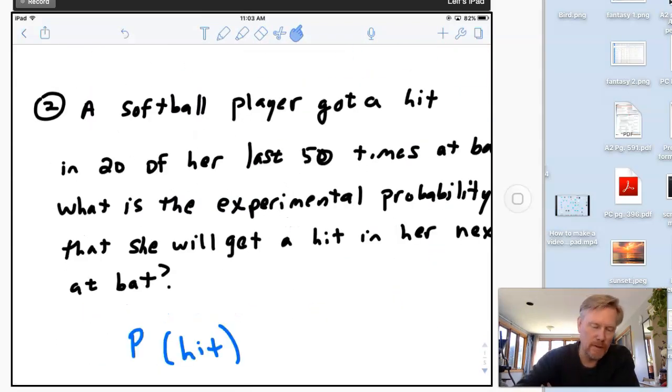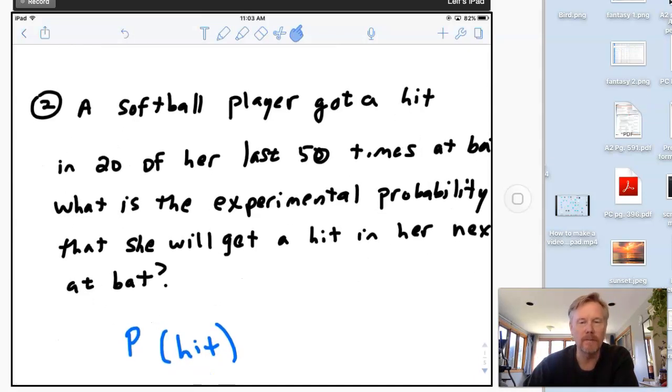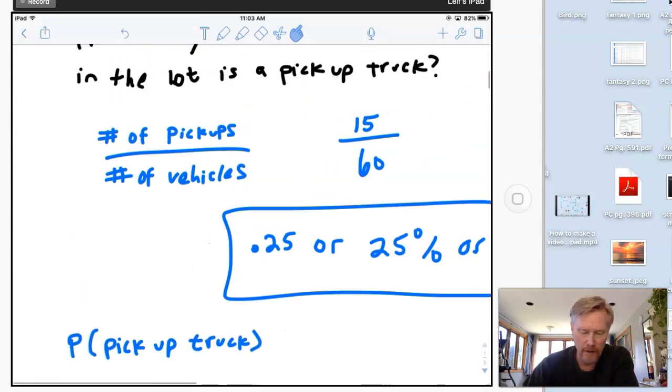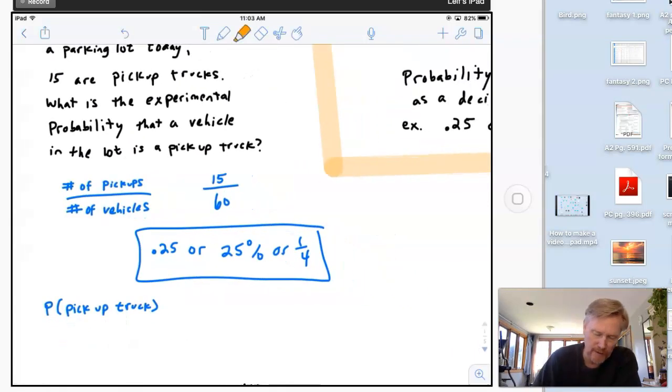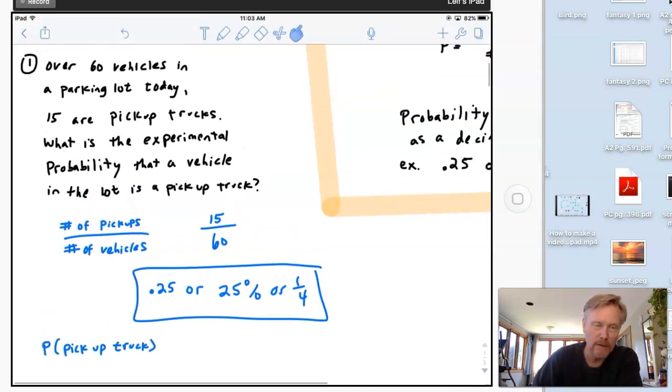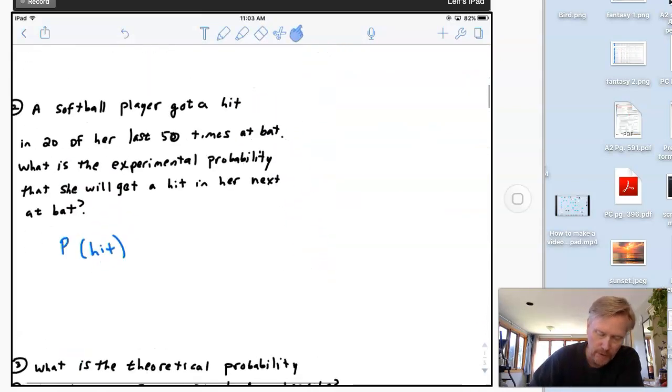So one of the things that can be tricky with this is just the simple notation. That P of hit means what's the probability of getting a hit. If I was up here in this other problem and I see that they're asking for the probability of a pickup truck, P of pickup truck, that's what they're asking, okay? So you'll see that notation in a lot of books, which isn't that complicated, you just got to know what they're asking for. So that's why I'm writing that down. All right, so back to this one here.